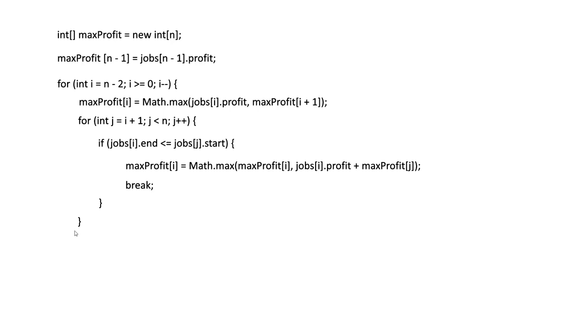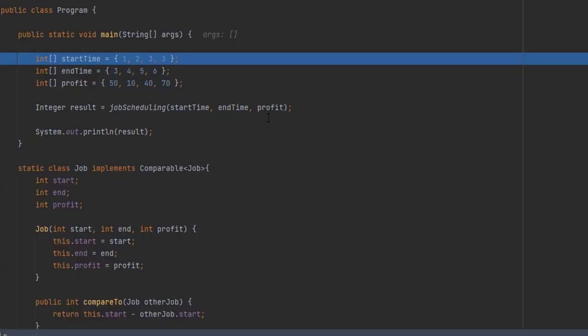Close out that for loop, close out that for loop, close out that for loop, and now remember this time we need to return the max profit, the first element in the max profit. Okay, so let's go through the debugger and see if we can understand this a little better.